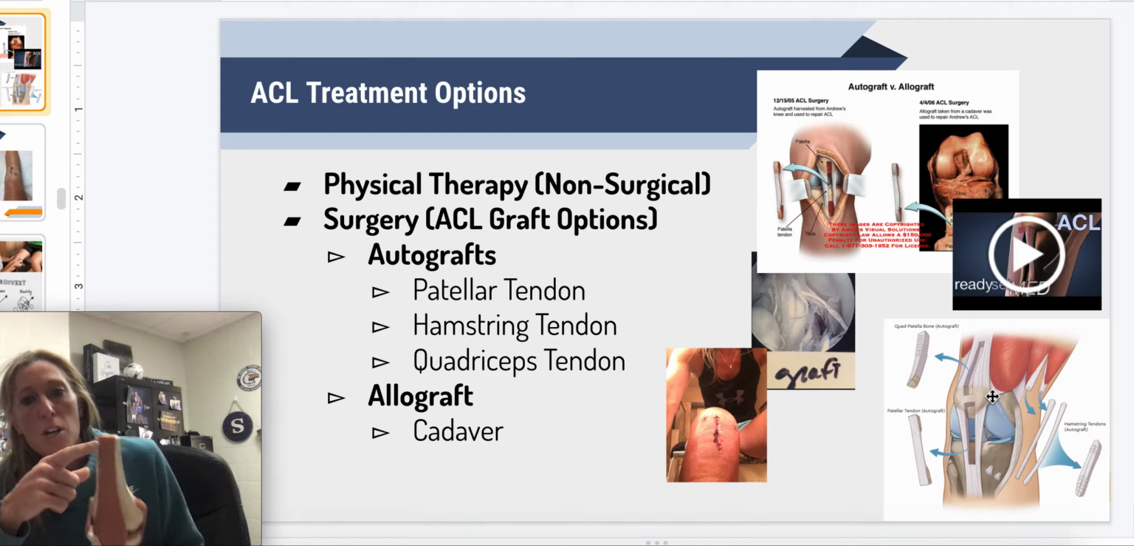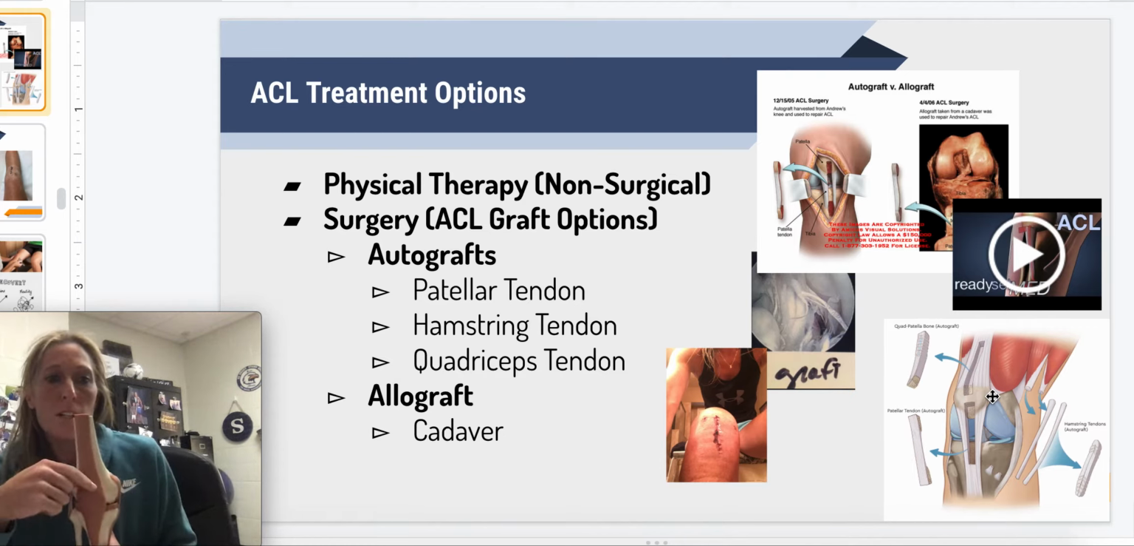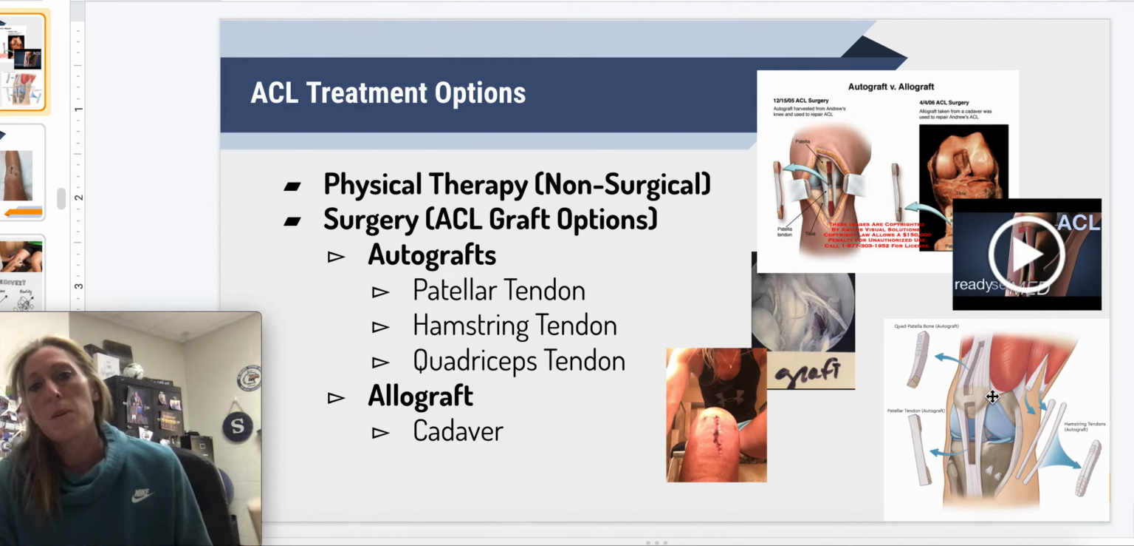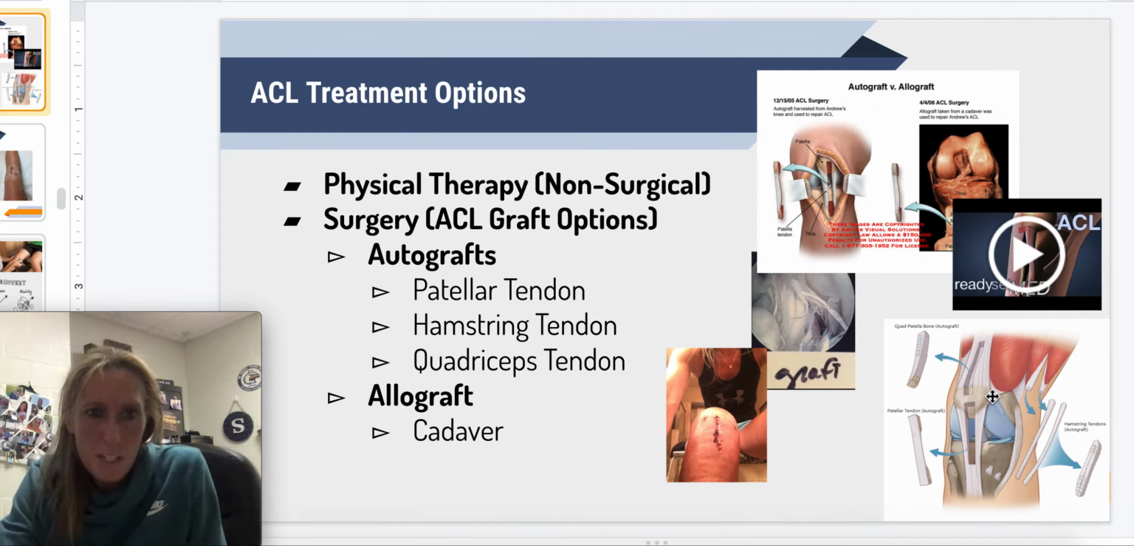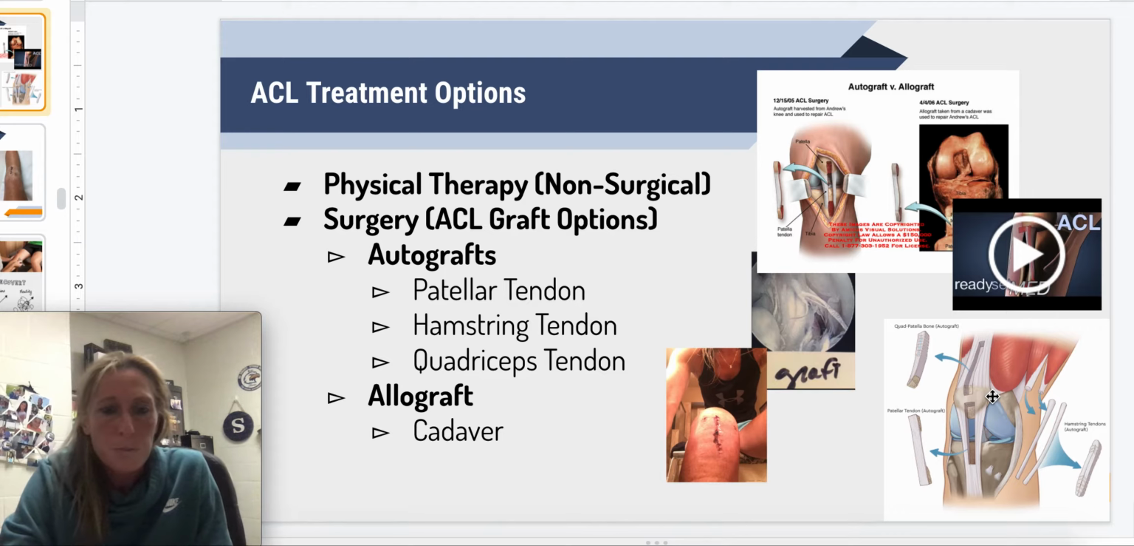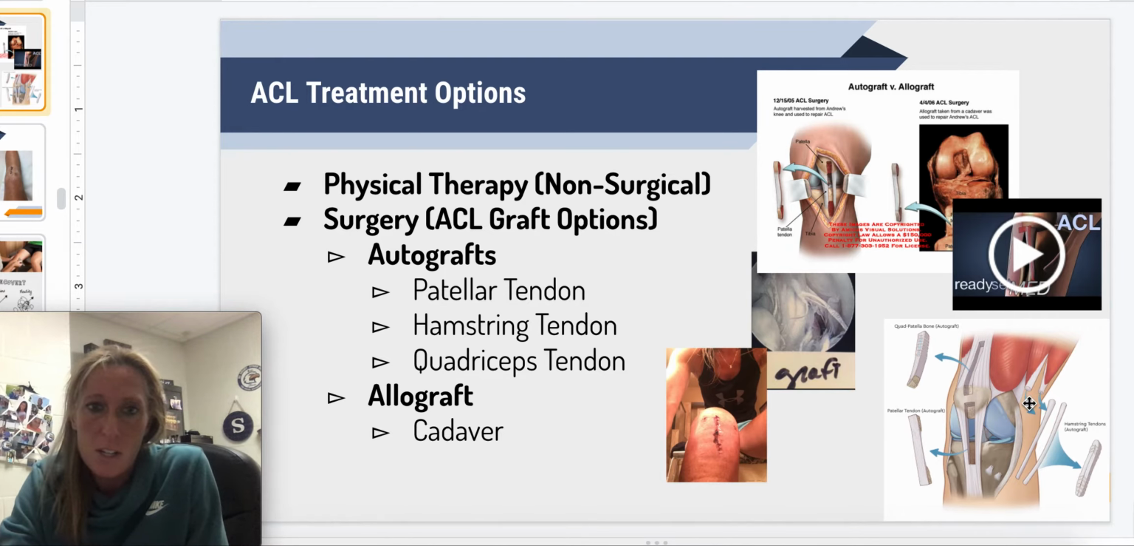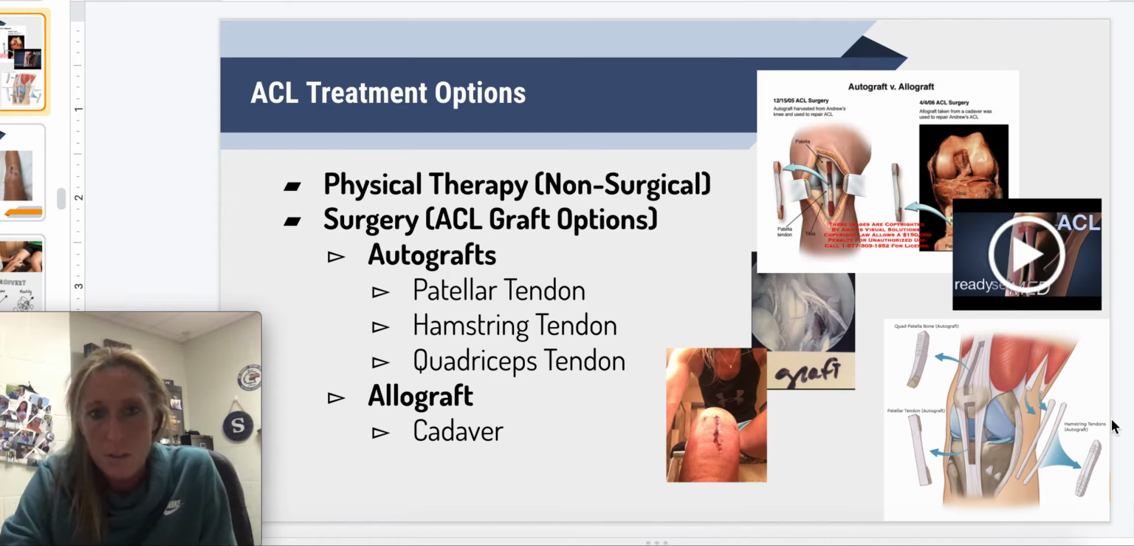Quadricep tendon, so the top portion here is the quadricep tendon. You can pull part of the quadricep tendon to make an ACL as well. I've heard of Achilles tendon, not commonly used unless the other options have been used. I had a patellar tendon autograft for my first ACL. The second ACL they made out of hamstring tendon.